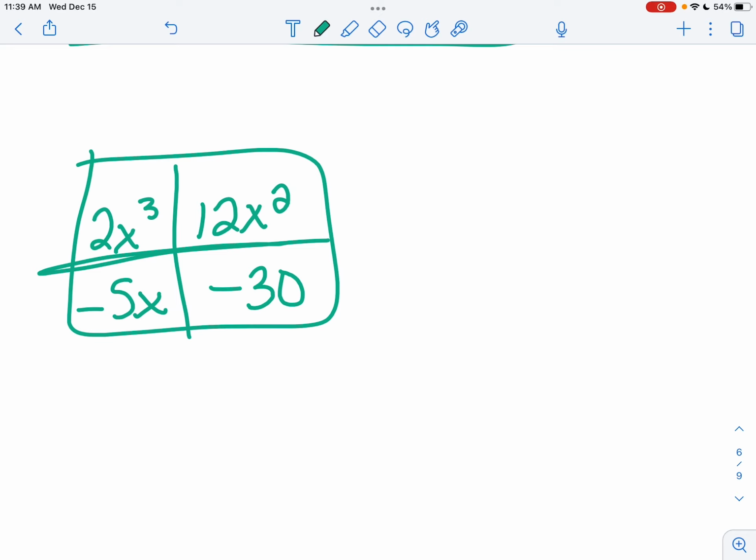All right, now boxing people, we find GCFs here and here. Can you tell me what those GCFs are? X and 6. That's good. And GCF here and here. 2x squared. Good. And negative 5.